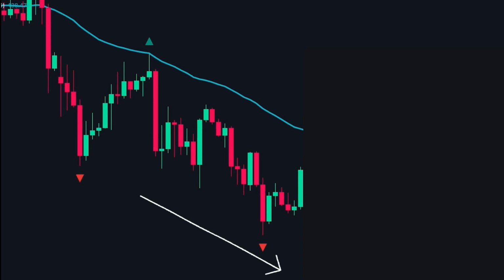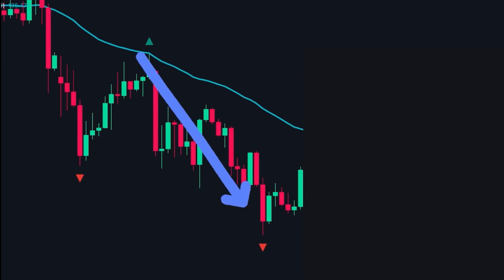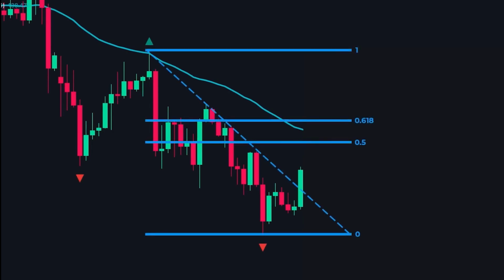The price is in a strong downtrend, trading below the EMA, which is sloped downwards. In this circumstance, the price is projected to encounter resistance from the moving average. The price then makes a dramatic, sudden down move. We use the Fibonacci retracement tool from the beginning to the end of this move.